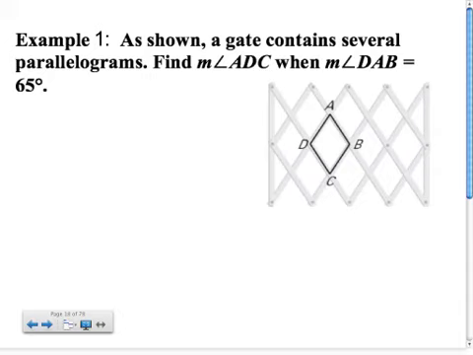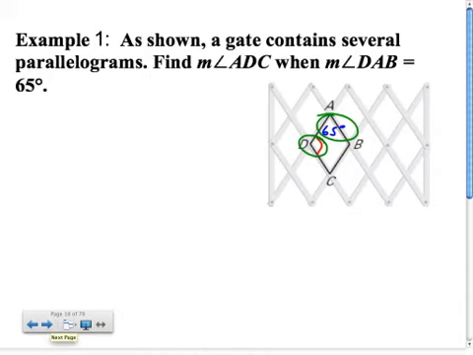So example 1 here. The gate has several parallelograms. Find the measure of angle ADC when the measure of angle DAB is 65. So DAB is 65 degrees, and our task is to find the measure of ADC. I'll mark it in red here so we know. And then you ask yourself, well, what relationship does this angle have with the 65? Are they opposite angles or are they consecutive angles? They got to be one or the other.